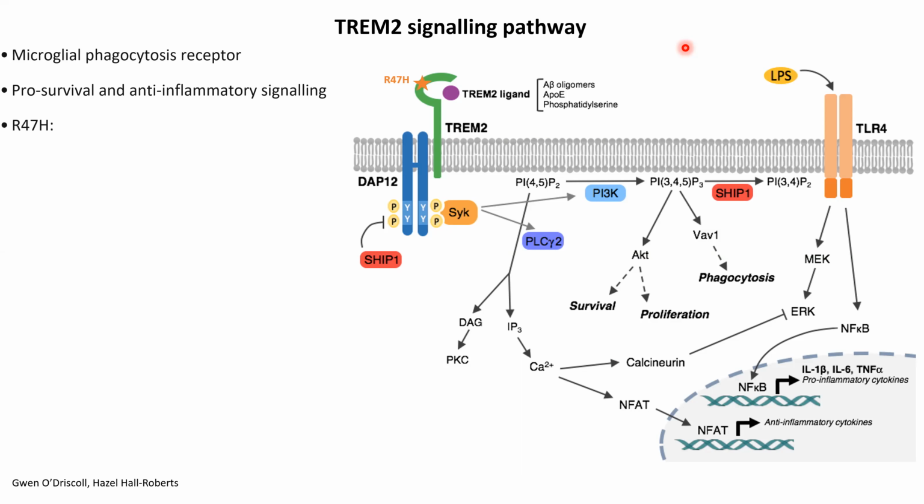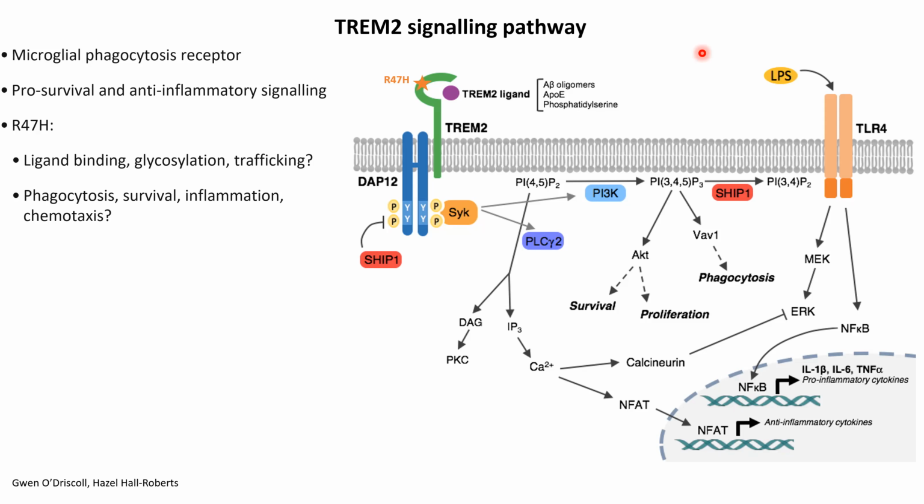And the R47H mutation is in the extracellular domain in the basic cup, which is involved in binding to anionic ligands such as phosphatidylserine and ApoE and A-beta oligomers. As well as phagocytosis and survival, it can also be involved in inflammation, and there are questions over chemotaxis as well.